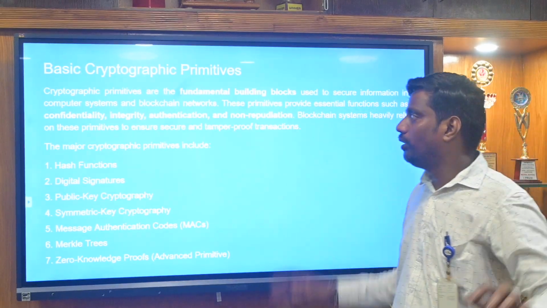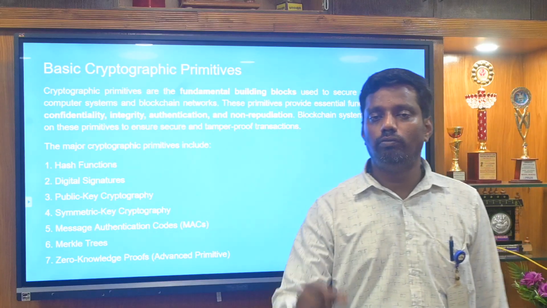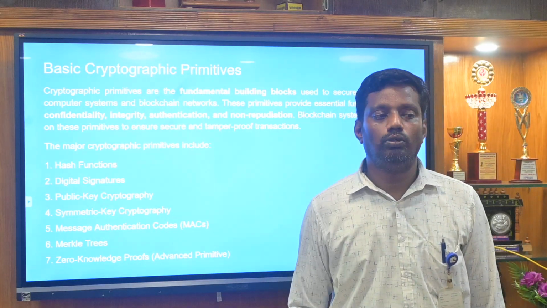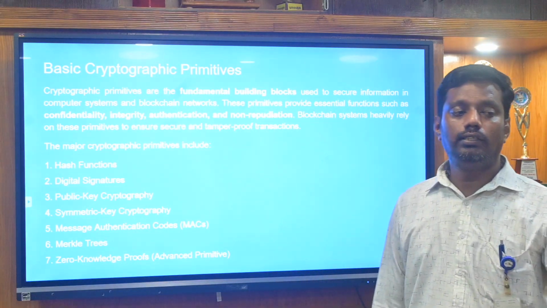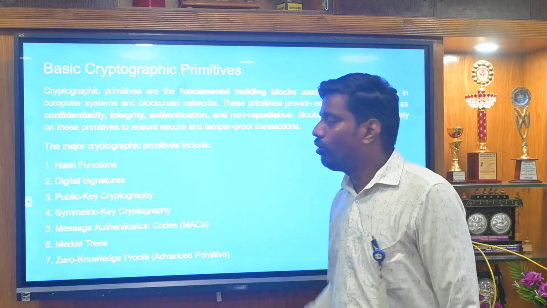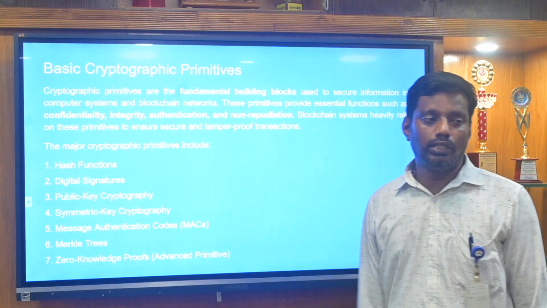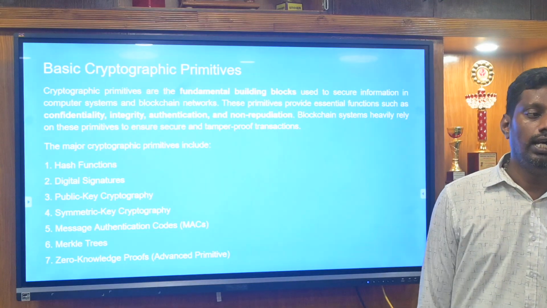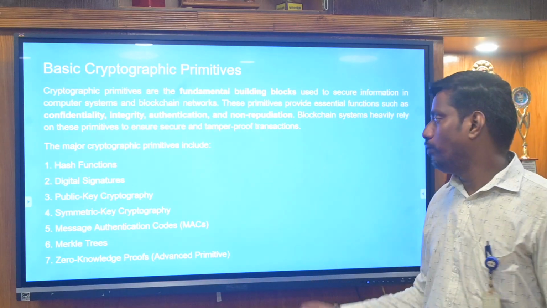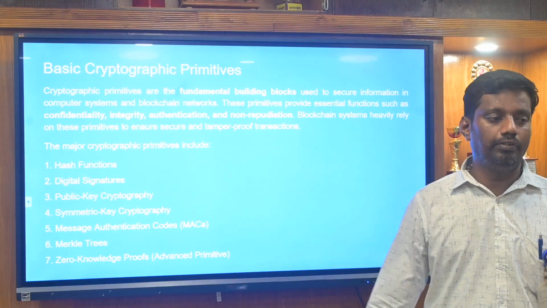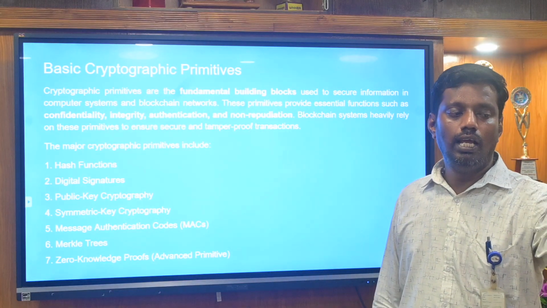Then when you come to the primitive types, these are the basic cryptographic primitives, which are the fundamental building blocks used to secure information in computer systems and blockchain networks. These primitives provide essential functions such as confidentiality, integrity, authenticity, authentication, and non-repudiation. Blockchain systems rely heavily on these primitives to ensure secure and tamper-proof transactions. The major cryptographic primitives include hash functions, digital signatures, public key cryptography, symmetric key cryptography, message authentication codes, that is MAC, as well as Merkle trees, and also zero-knowledge proofs, which are advanced primitive concepts.